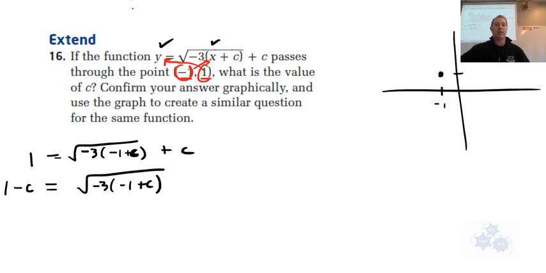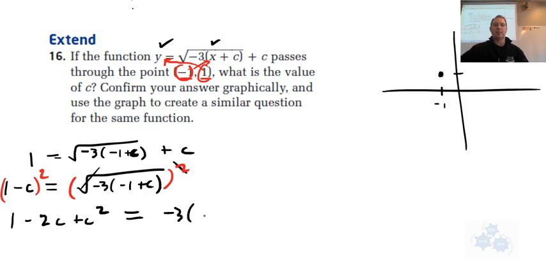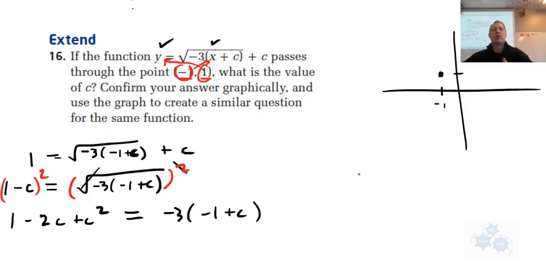So if we get to here and we square this and we square this, what should we have? 1 minus 2c plus c squared, looks like. And over here, this squared just cancels the radical. Or this would be c minus 1 as well. Okay, so we get to this point. We got c's all over the place. How do we try and solve for c here? What do I do now?